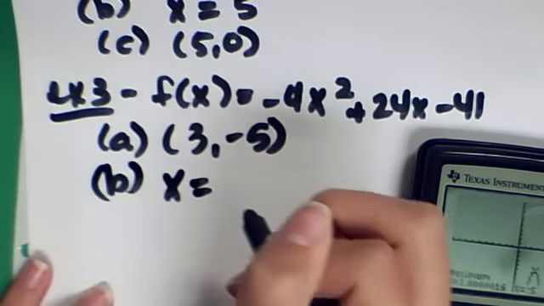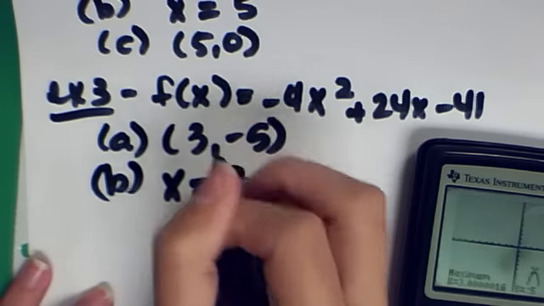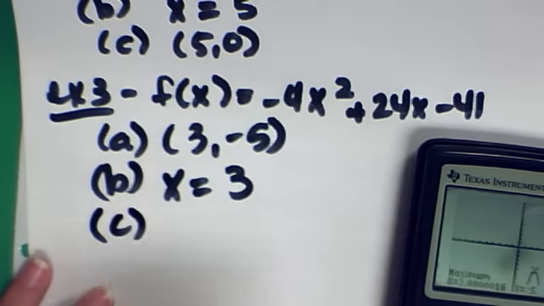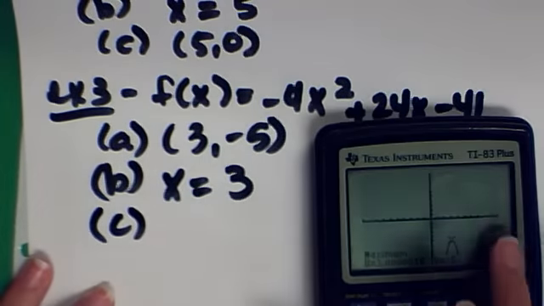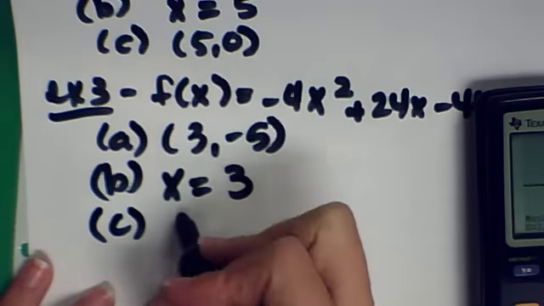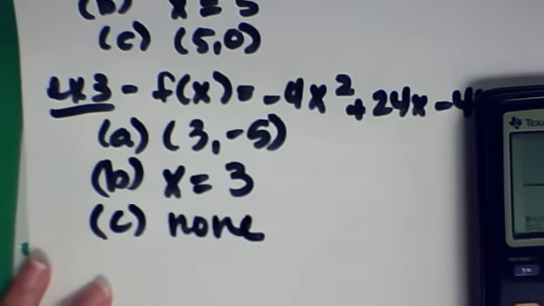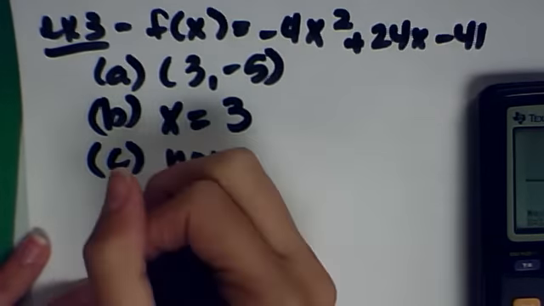For my axis of symmetry, I have x equals 3. That comes from right there. And for my zeros, there isn't anywhere where it's going to cross the x-axis, so there are none. And that's the end of that example. If you're having difficulties, let me know.